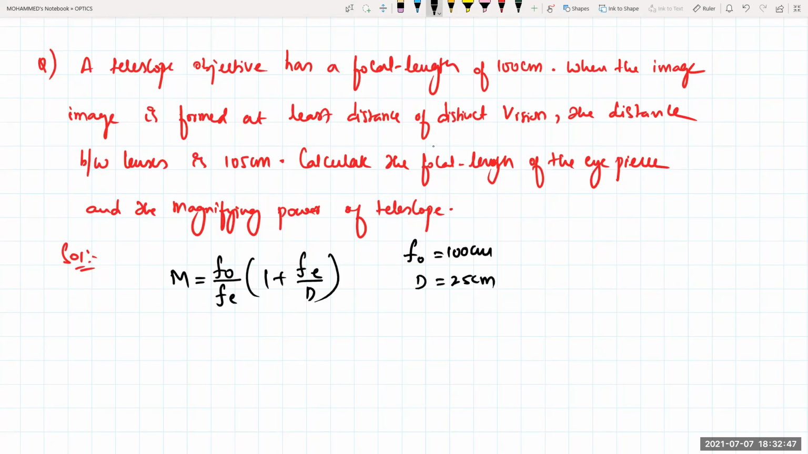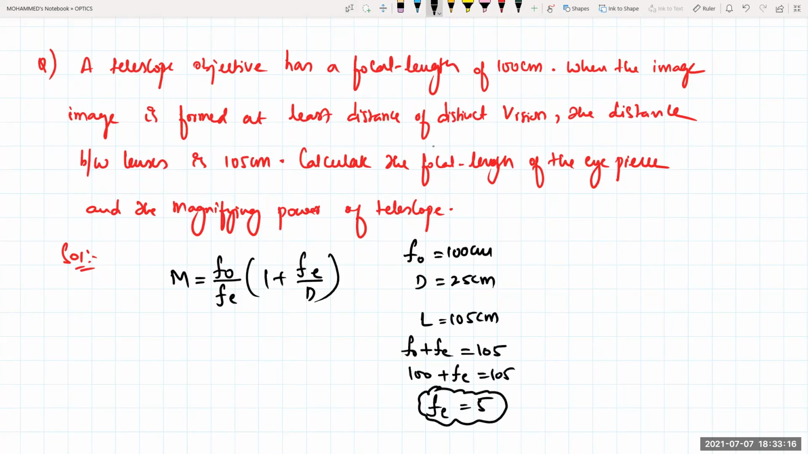The distance between the two lenses is L, which equals 105 centimeters. So f naught plus fe equals 105. Already f naught is 100, plus fe, means fe equals 5. So the focal length of the eyepiece is 5 centimeters. Got it?